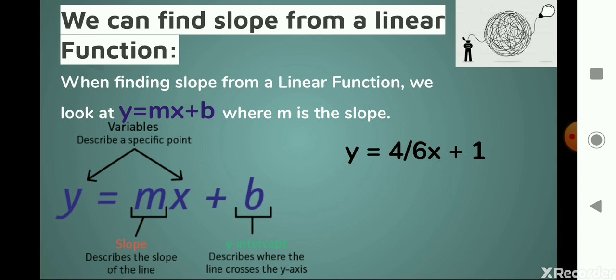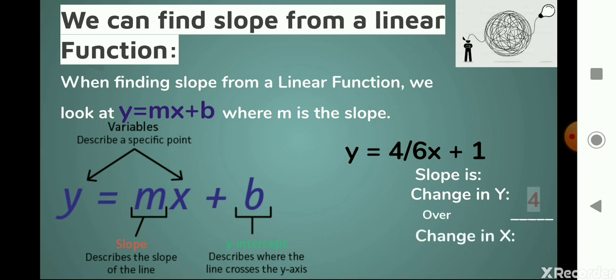Now we have y equals 4/6 x plus 1. Then the slope is the change in y over the change in x. Well, that would be 4 over 6. We're looking at this number right here that's in front of x. That's our slope.